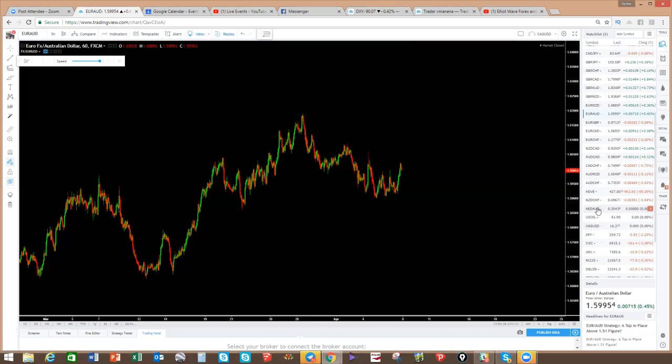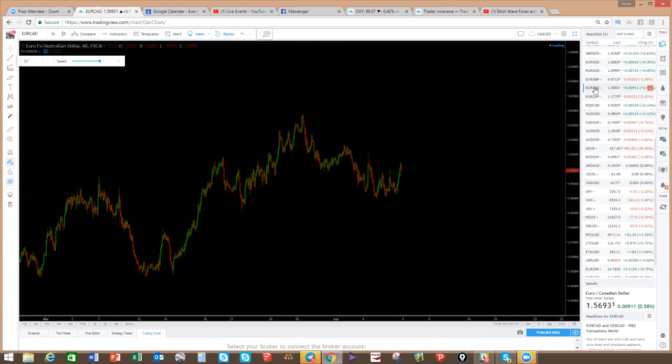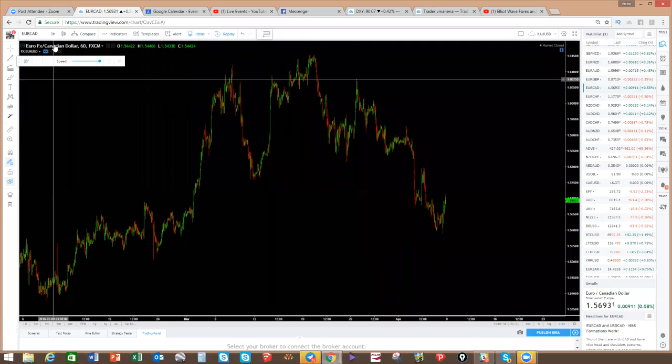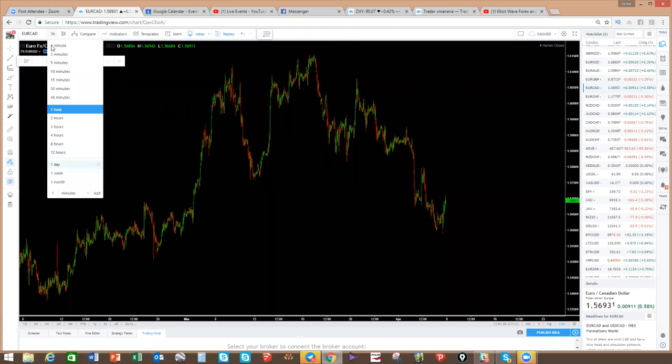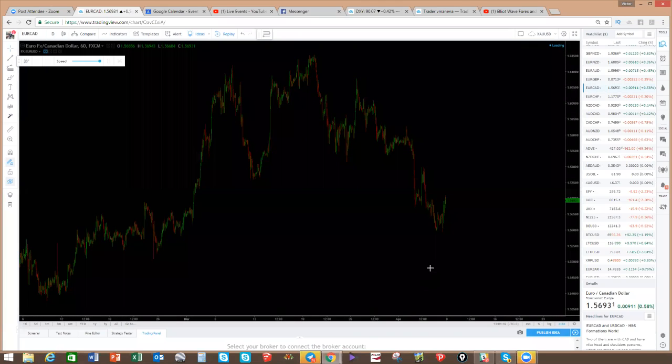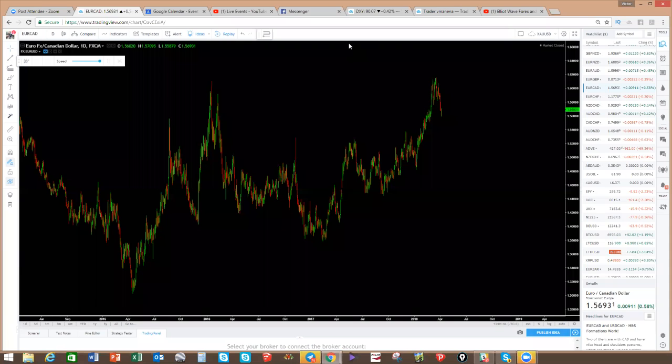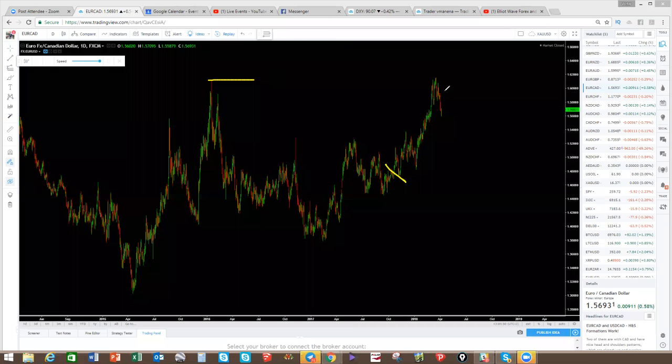EURCAD. What more can I say? A good definition of structure. Let's go to the daily. For weeks, when we were still around this area, I said we're targeting for this to come and test the top there. Let's do the straight line because my mouse is skew. We wanted it to take the top and look, not 1 pip more, and it reversed.